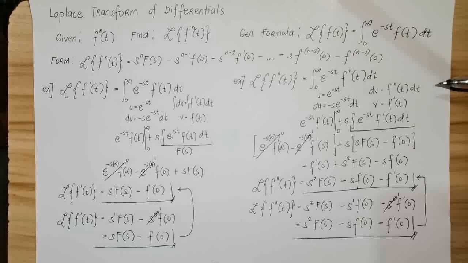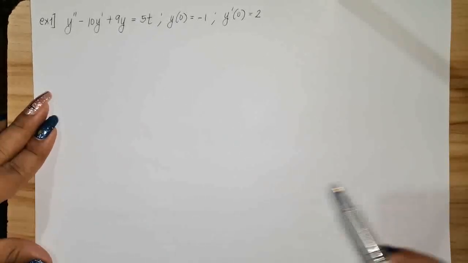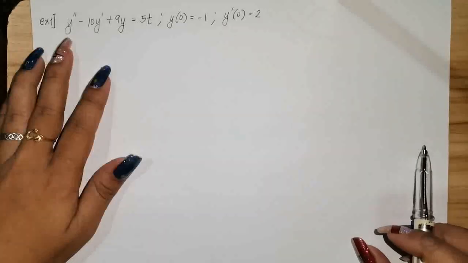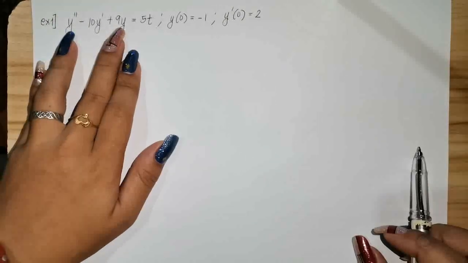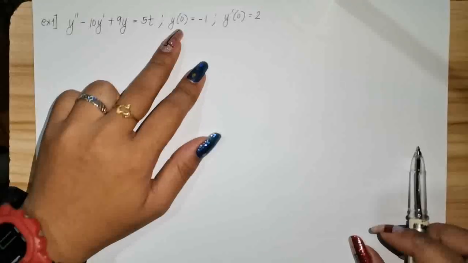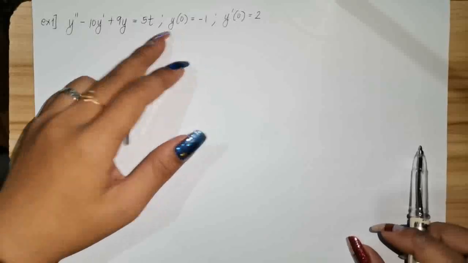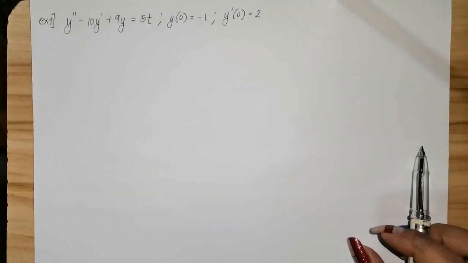Now we are going to apply it to differential equations. Okay, example number 1. Let's say you have a differential equation given, which is y double prime minus 10 y prime plus 9y equals 5t, wherein the value of y of 0 is negative 1 and the value of y prime of 0 is 2. Now you are going to solve for the Laplace transform of the given differential equation.